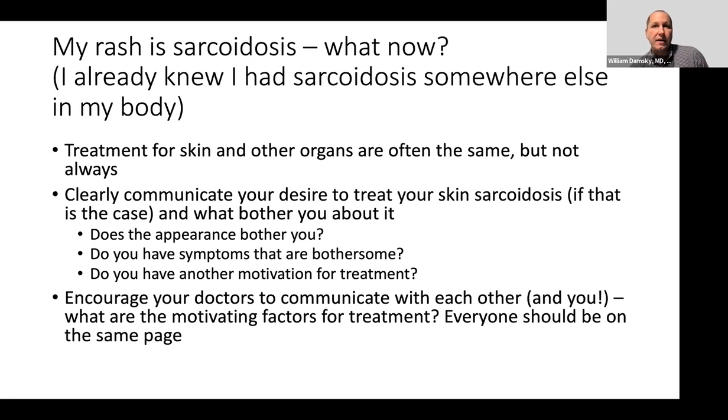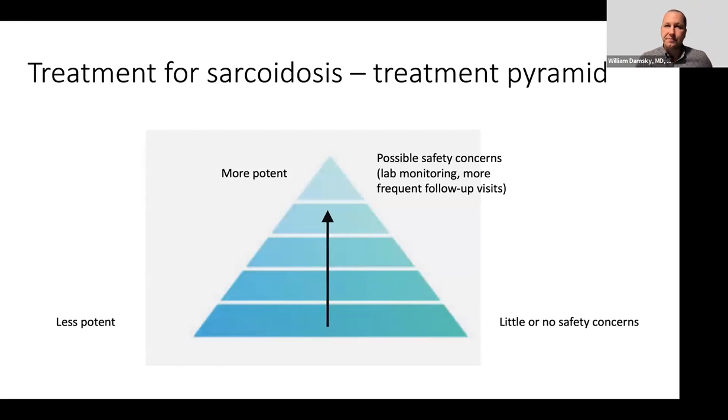What are the motivating factors for treatment? Is there a primary reason? We have a lot of patients whose lungs actually don't need treatment, and they're a motivating factor to try to treat their skin. And that drives things in a certain direction. Other times, the lungs really need to be treated, and we want to find something that also has a high likelihood of benefiting the skin. And so just making sure that people are communicating and everyone's on the same page.